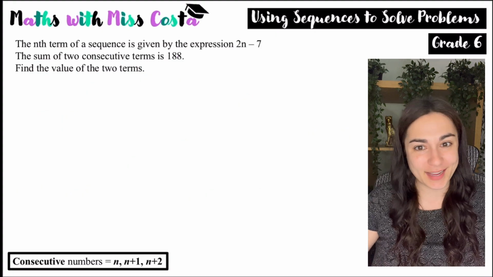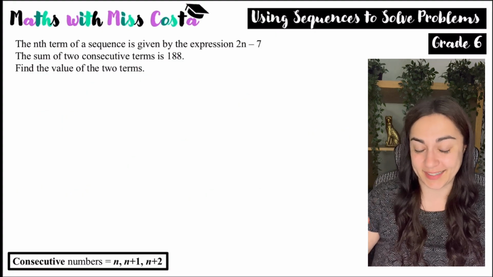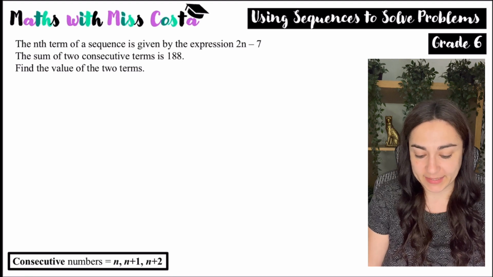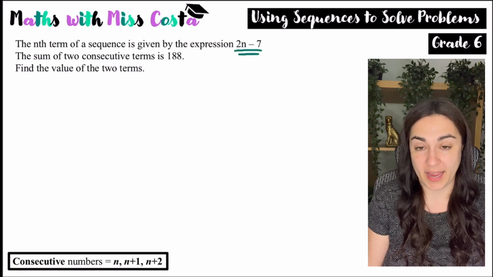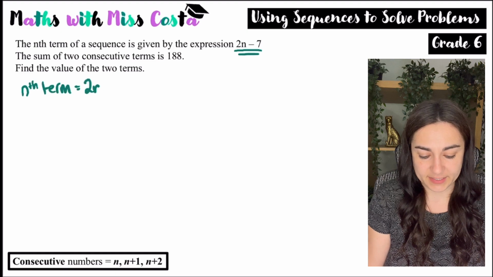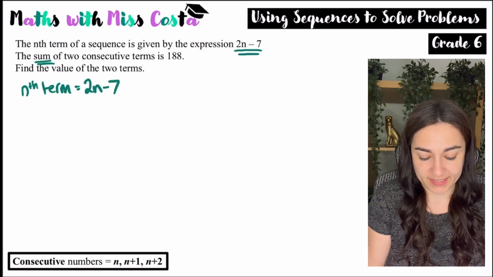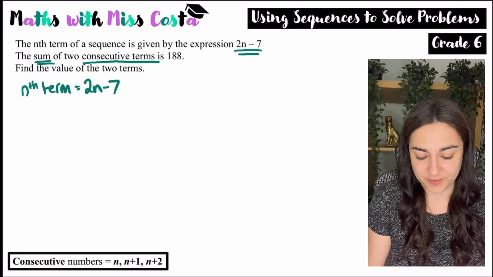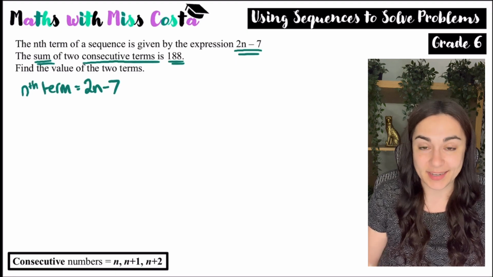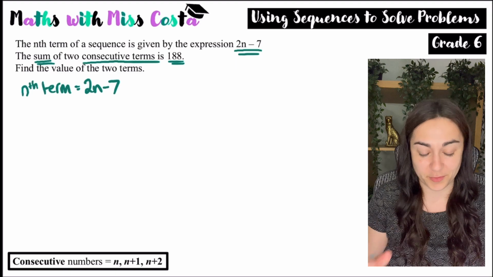Okay, so I'm using algebraic proof and sequences this time in order to prove something. So the nth term of a sequence is given by the expression 2n minus 7. So the nth term is 2n minus 7, and the sum of 2 consecutive terms is 188. Now, this is a really key piece of information. Consecutive means they have to be one after the other.